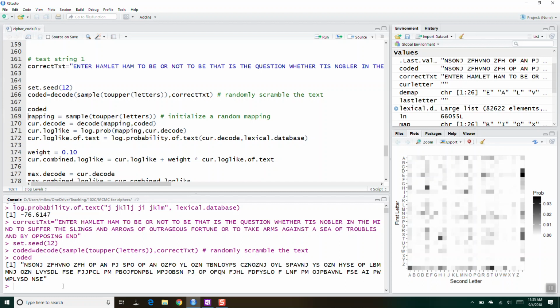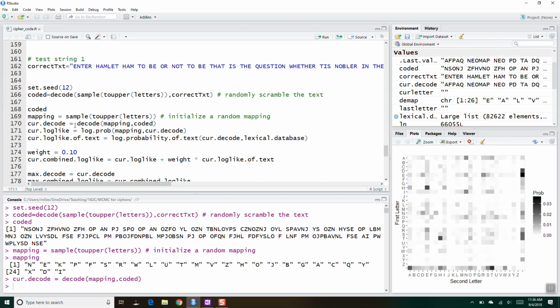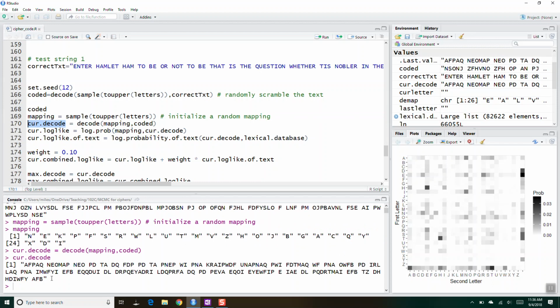So we have no idea what a good mapping is, so we're just going to randomly start off with a terrible mapping, okay? We're going to say, this is how we're going to map the letters. Now, if we run our coded text through it, this is what we get. Our current decode looks like this.